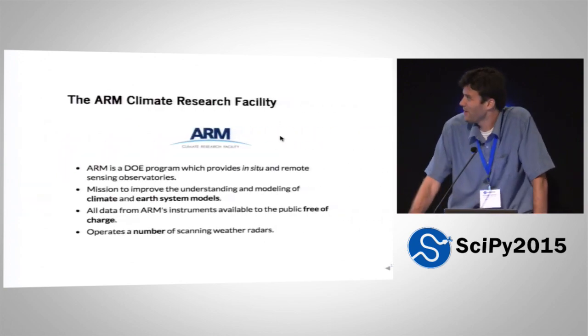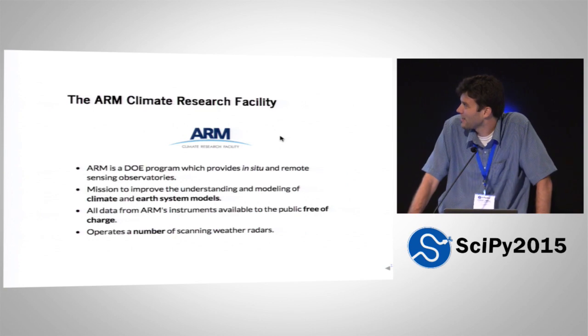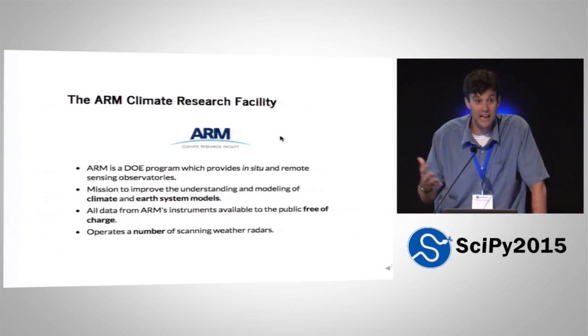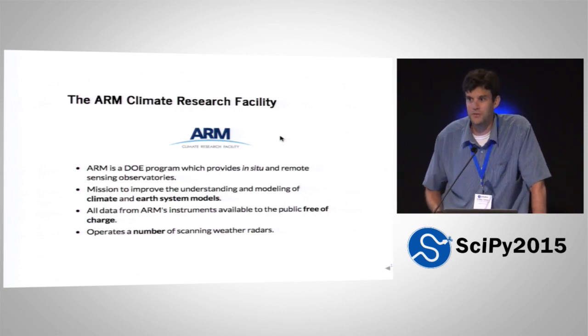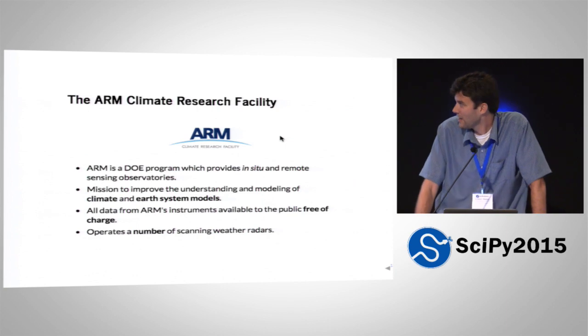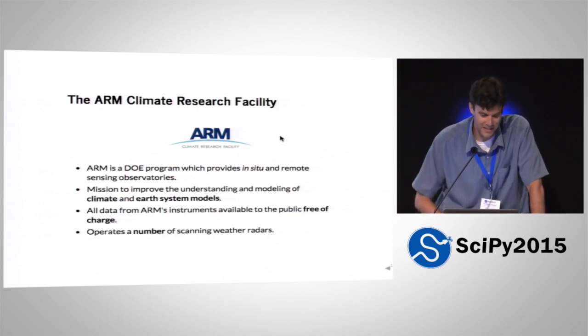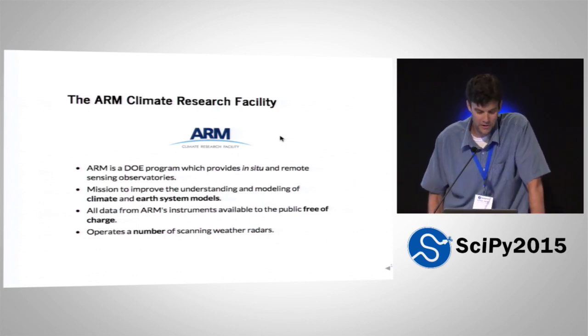So the third source of open access radar data is the one in PyART, which is the Atmospheric Radiation Measurement Climate Research Facility, or ARM, which also gets confused with the architecture. So this is a Department of Energy program.